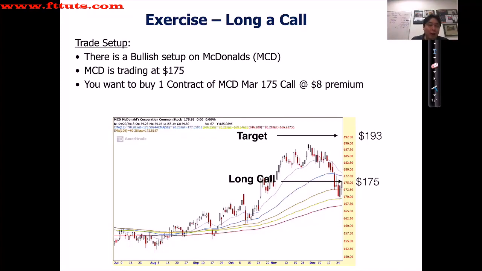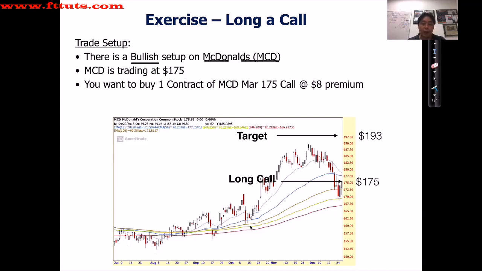So to ensure you understand what I'm talking about, let's get you to do an exercise. Please get your pen ready and get ready to answer these questions. Let's look at another scenario where we see a bullish setup on McDonald's.